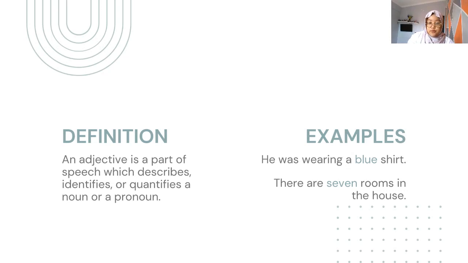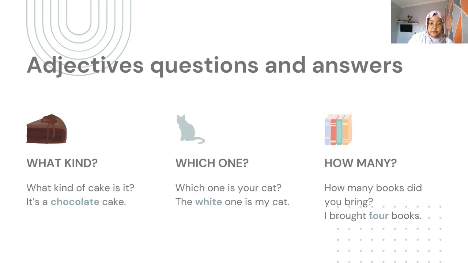There are 7 rooms in the house. 7 describes the noun rooms, specifying the quantity. Adjective questions and answers. What kind? What kind of cake is it? Is it chocolate cake? Chocolate gives information about the type or flavor of the cake being described.